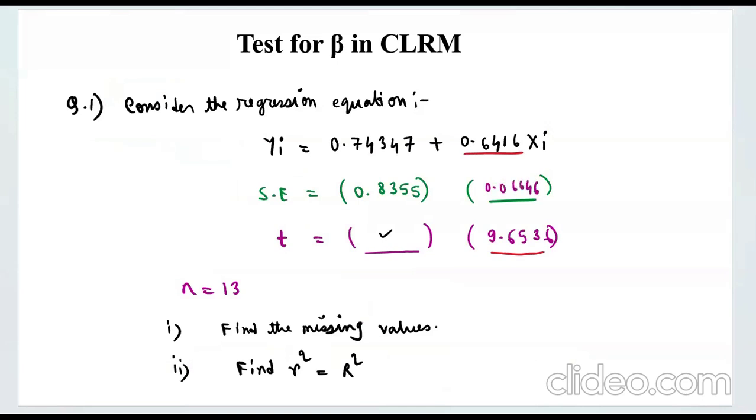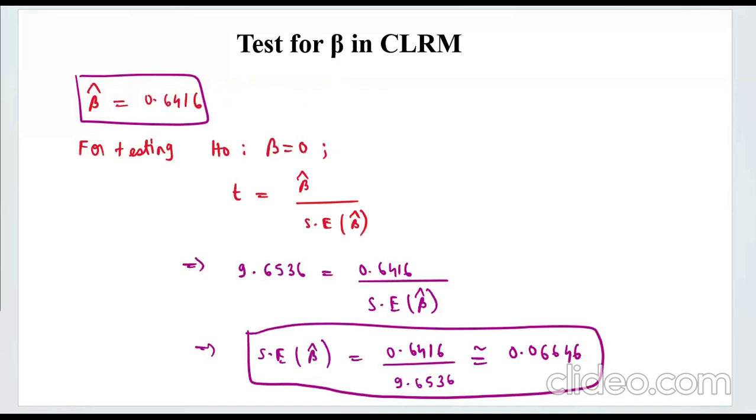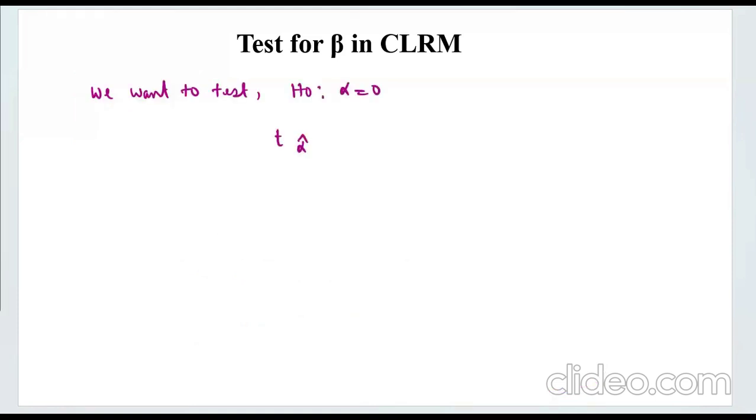See here, standard error of beta cap, we found the value 0.06646 approximately. Now the next thing is the T statistic value for alpha cap. Again, we will apply the same thing. We want to test H naught alpha equals to 0, then T alpha cap. Let me call it T beta cap, just to distinguish between these T statistics. This is the T statistic for the population parameter beta, basically for beta cap, and this is for alpha. So this will be alpha cap upon standard error of alpha cap.